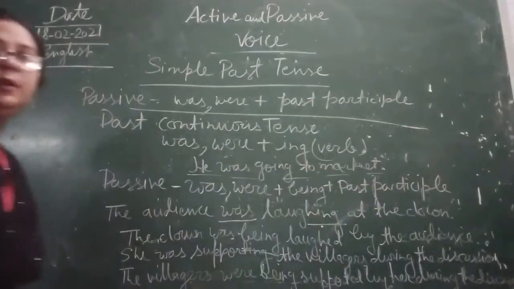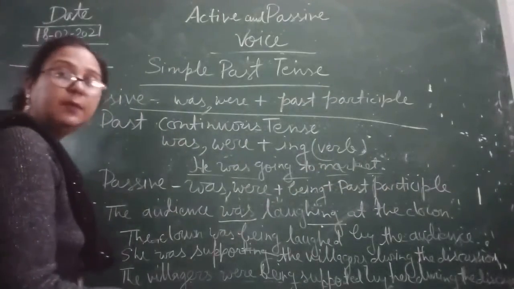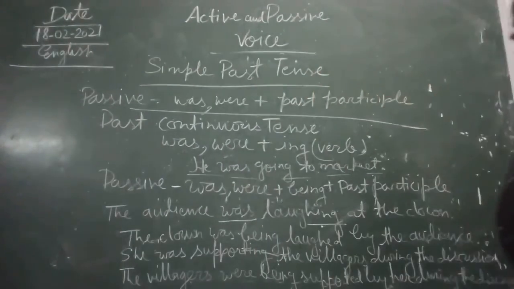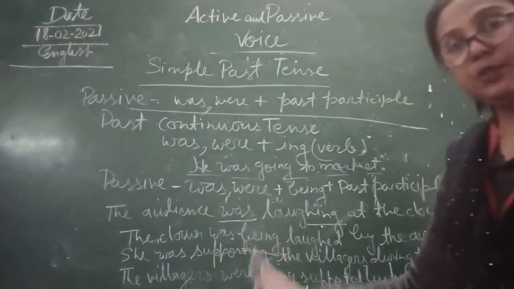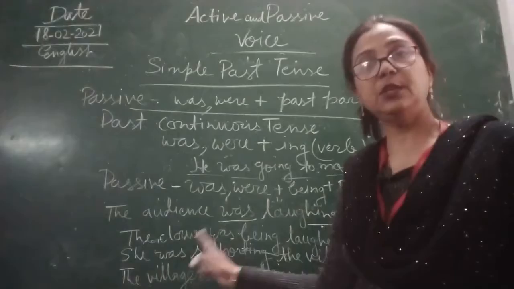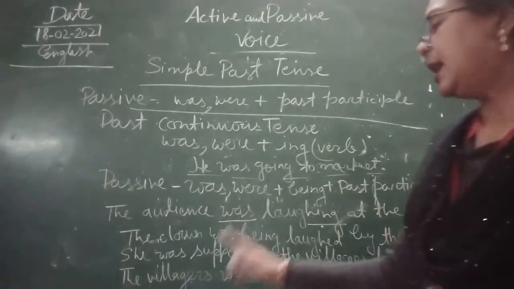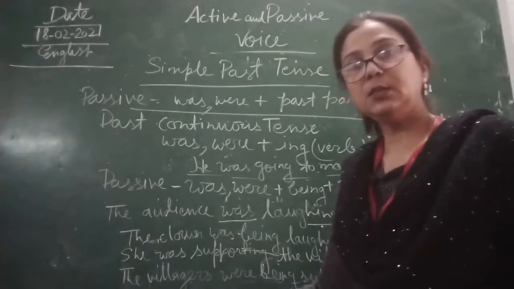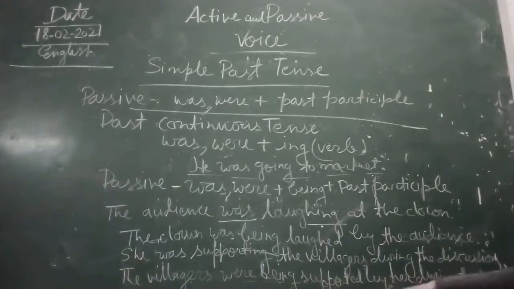So children, what have we changed over here? Only the villagers, because the villagers is in the plural. That is why we have used were over here. Here it is written "she was" because of the subject, because here you can see subject becomes object, object becomes subject. Now because of this I have changed only this, you can see: the villagers were being supported by her during the discussion.